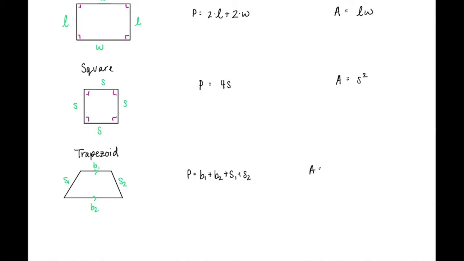For our area, this one's a little more complicated. So I need to know the distance connecting those two bases. So basically, again, this is called the height of our figure. To find my area, it's kind of like the triangle, 1/2 base times height. But the problem is because you have those two bases, you do base 1 plus base 2. So it's kind of like you're finding the average of the bases. So base 1 plus base 2 divided by 2 is the average length of those bases, and then times the height.